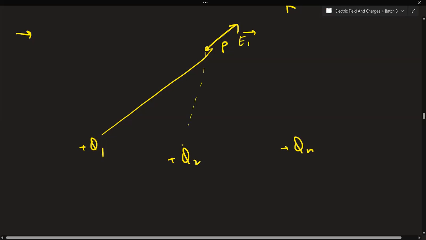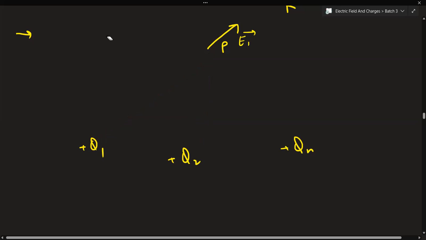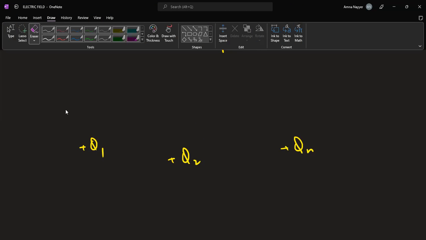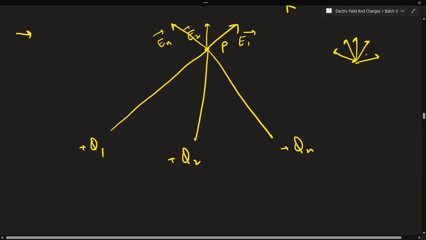Similarly, if we talk about the second charge, electric field will be directed away from it. So this will be the direction of E2. So in this manner, n number of charges are kept. So n number of charges will also be having the direction E. Just remember, at this point P we are calculating. Electric field is directed in this manner, away from all the charges. These are all the charges that are kept together.